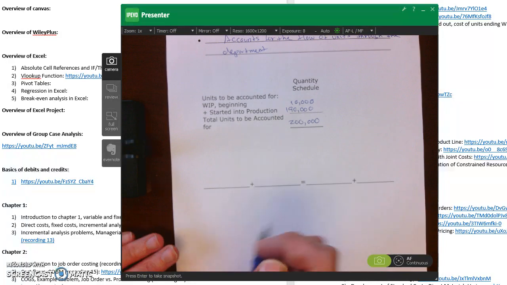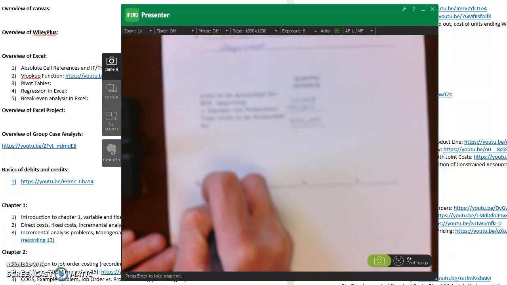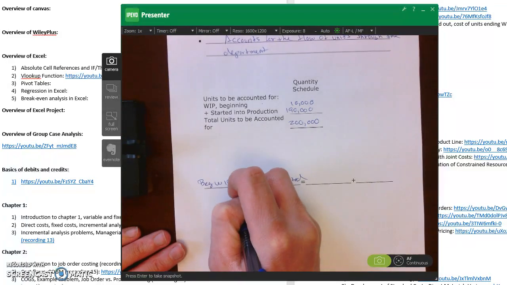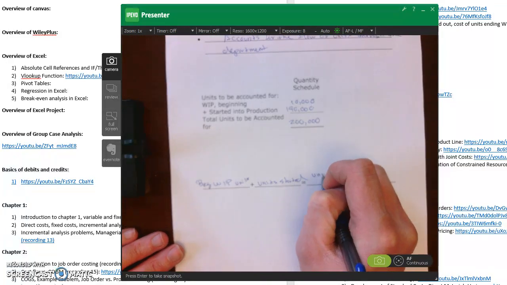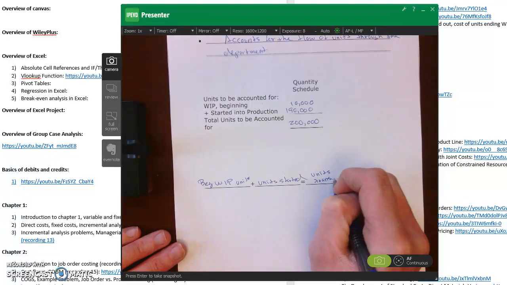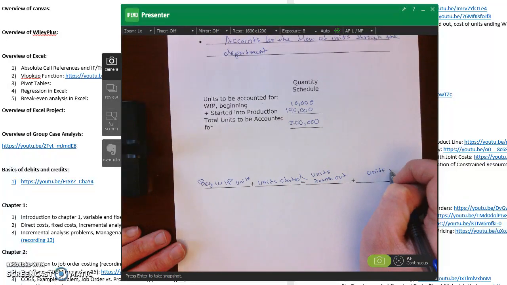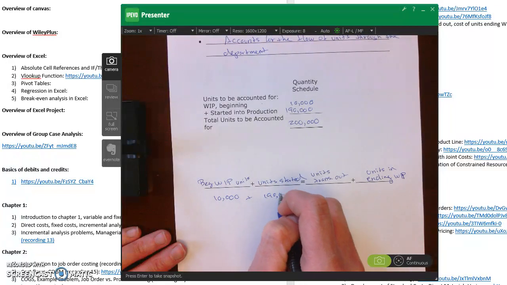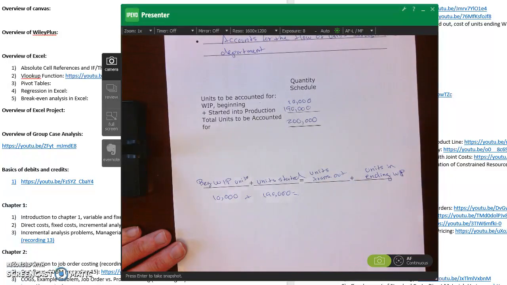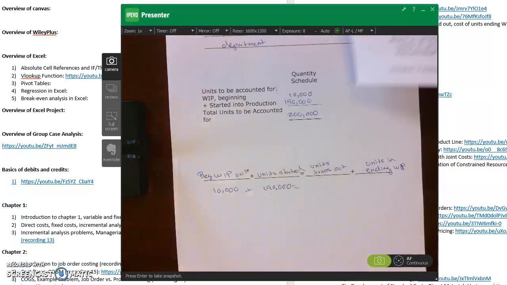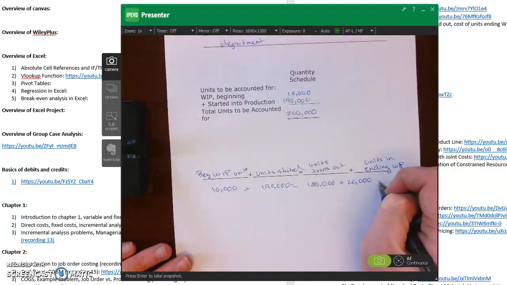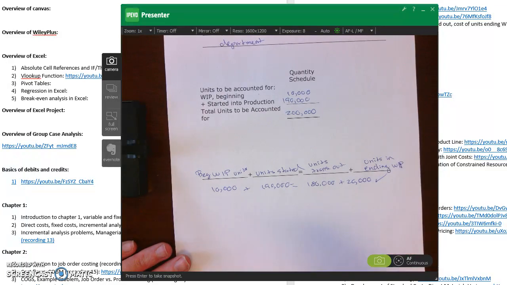So that gives us our unit reconciliation formula. We say beginning WIP plus units started equals units transferred out plus units in ending WIP. We come over here and we have those 10,000 units plus the 190,000 units equals the units transferred out, which you can see right over here is 180,000 units, and then the units in ending WIP. And we reconcile, check.